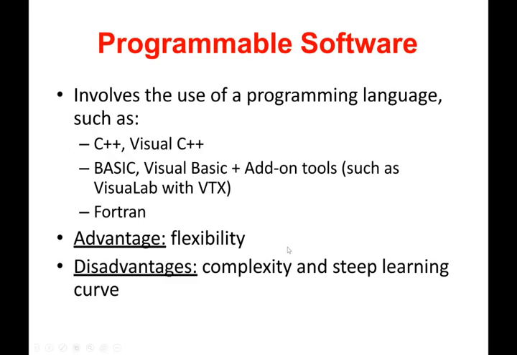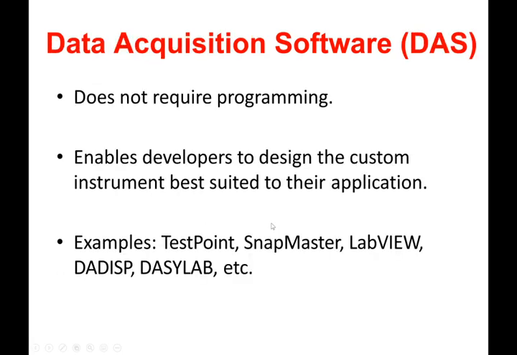Programming software involves the use of programming languages such as C++, Visual C, Basic. There are a lot of different programming languages. The advantages of these are flexibility, so you can always change the code to your need. But the problem is, of course, the complexity and the steep learning curve of that programming language.